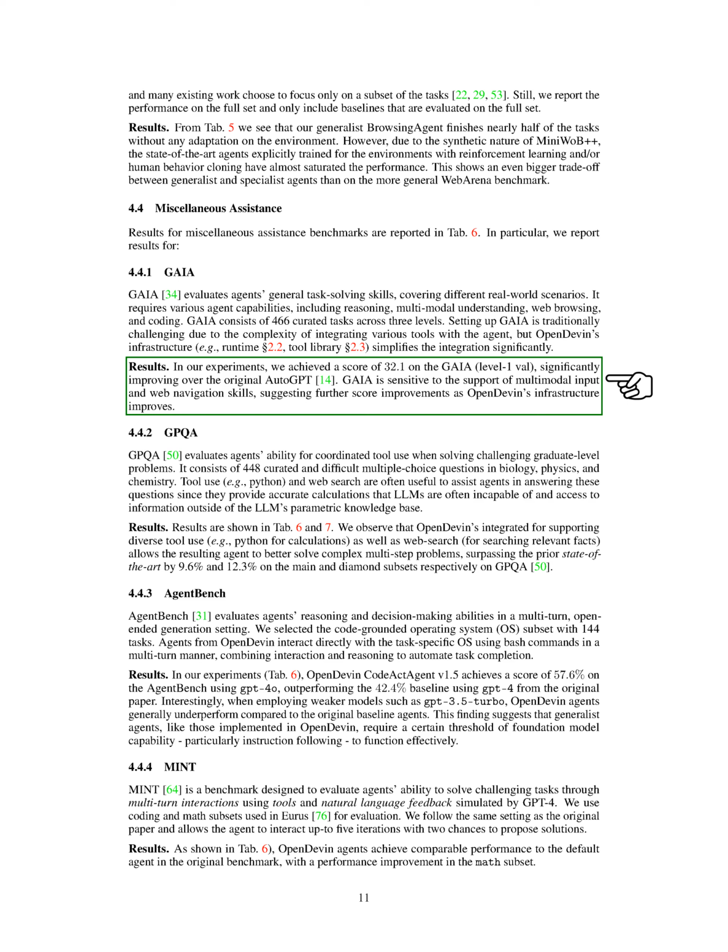In our experiments, we achieved a score of 32.1 on the first level of Gaia, which is a notable improvement over the original AutoGPT. Gaia's performance is sensitive to the support of multimodal input and web navigation skills, suggesting that we can achieve even better scores as OpenDevin's infrastructure continues to improve.